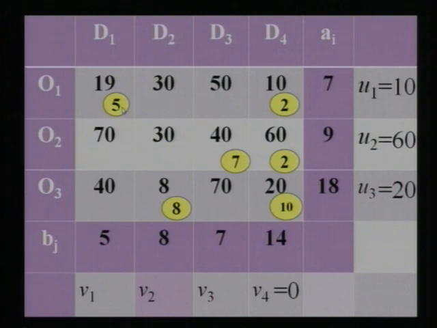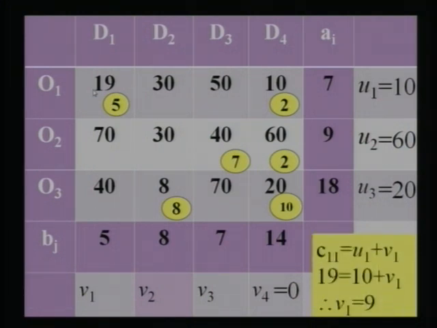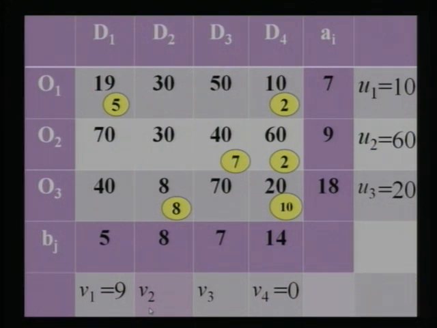According to our rule, just use occupied cells only for computation of UIs and VJs. So for this, it is the cell number 1, 1. C11 is equal to U1 plus V1. So C11, that is the cost value, which is 19, U1 is 10 and V1 is not known. So V1 is equal to 19 minus 10. Take this 10 on this side. So V1 becomes 9. So we will write 9 here, the value of V1. So this step is over.